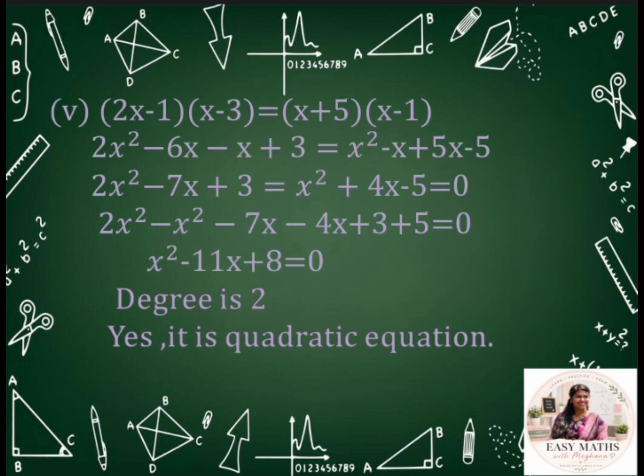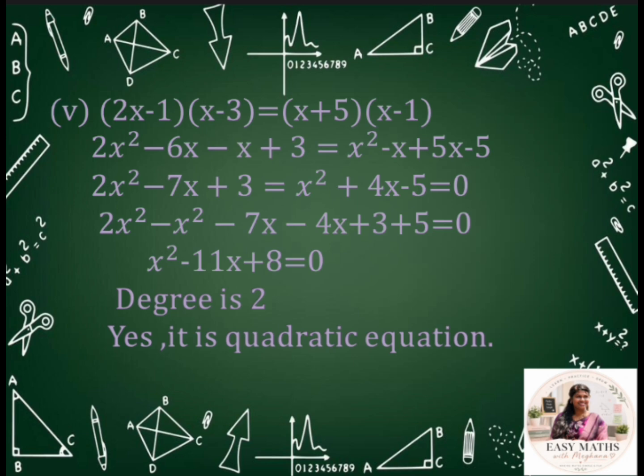2x square minus x square is x square, minus 7x minus 4x is minus 11x, plus 3 plus 5 is plus 8 is equal to 0. So we get x square minus 11x plus 8 is equal to 0, which is in the form of a quadratic equation, that is ax square plus bx plus c is equal to 0. Therefore the degree is 2. Therefore it is a quadratic equation.